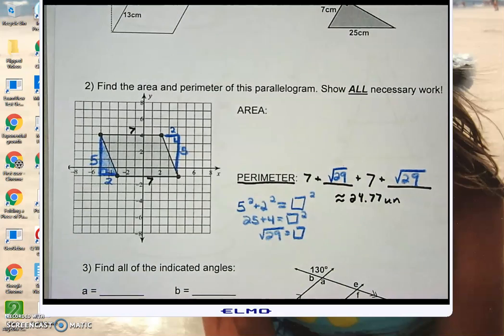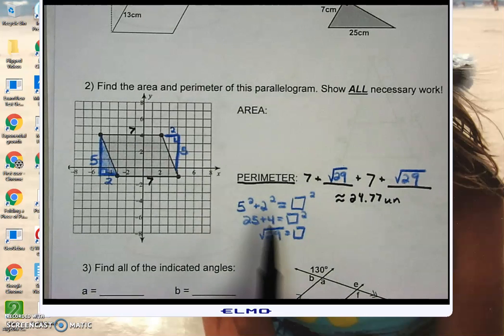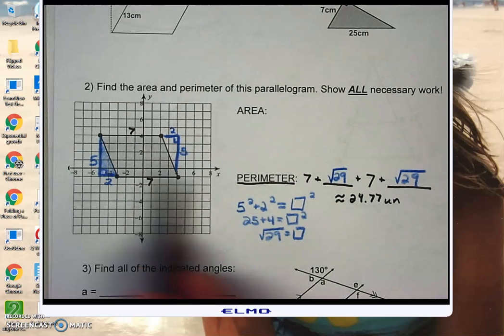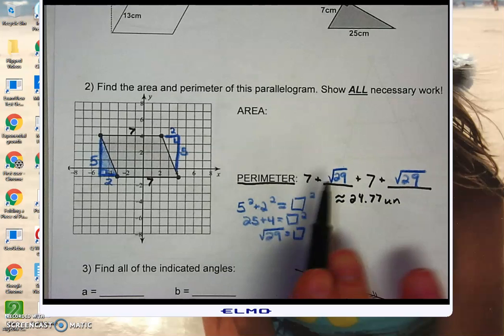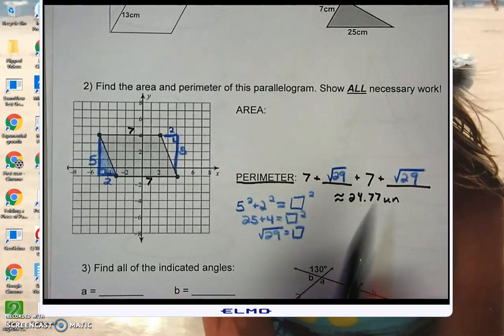So that was the perimeter. It involved some work, and notice, I interacted with my picture, I wrote down the Pythagorean theorem, and I kind of wrote out a plan of attack.